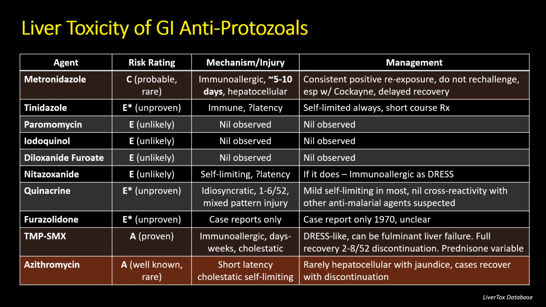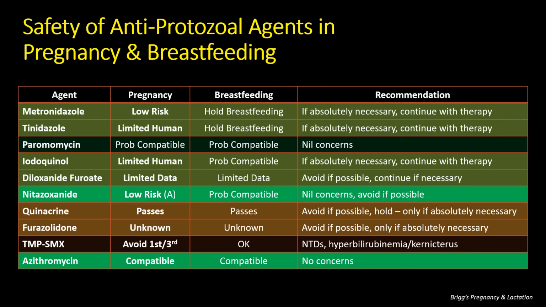TMP-SMX and azithromycin are also commonly associated with a hepatitis, again due to frequency of use. Most of these agents are probably safe in both breastfeeding and active pregnancy, especially when benefits are high, and the only agents with concerns are TMP-SMX, particularly in the first and third trimesters, as we know, and quinacrine and furazolidone, which just don't have the studies to support safety, but appear to be able to reliably cross the placenta and into the breast milk. So for these agents, we should only use them if we have absolutely no other option.